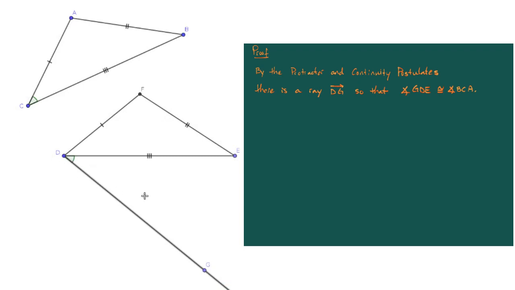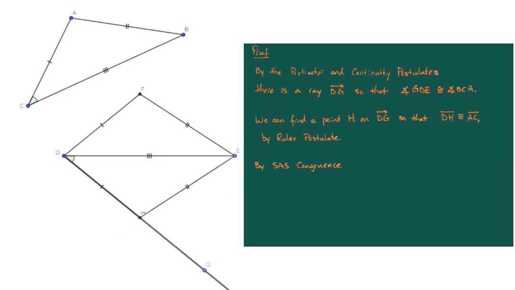So what we can do from there is find a point on this ray DG, so we can find this point H, so that the length of the segment DH is going to be congruent to the segment AC. It's also going to be congruent to the segment DF. Okay, so that's going to be our point H.